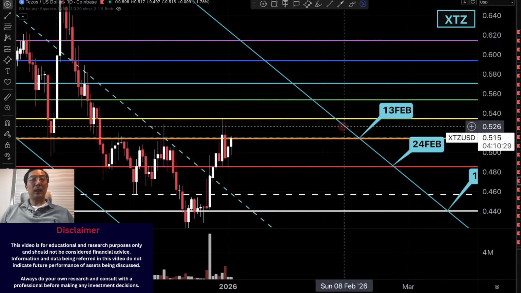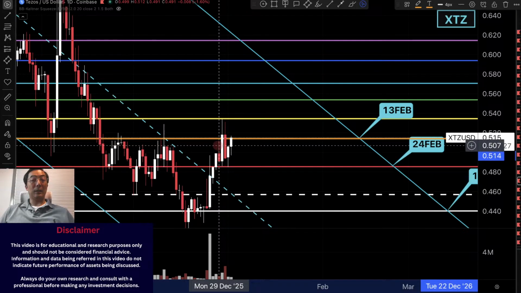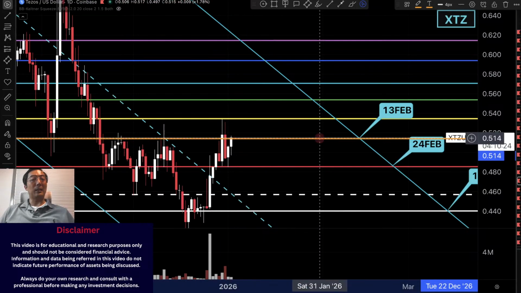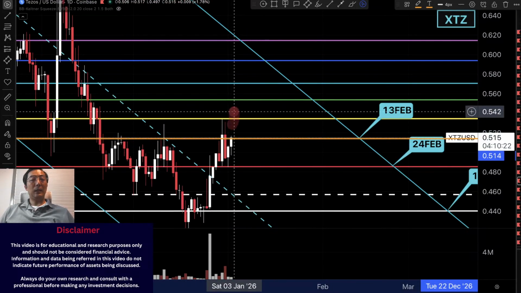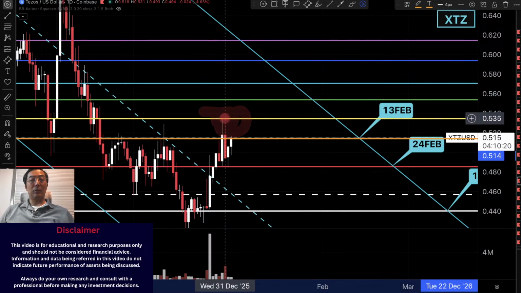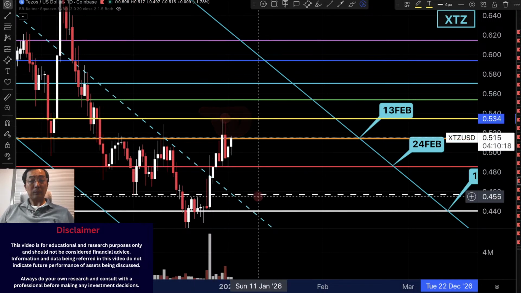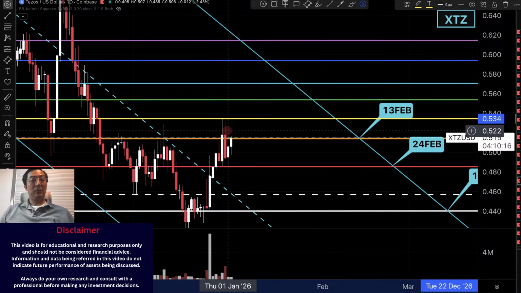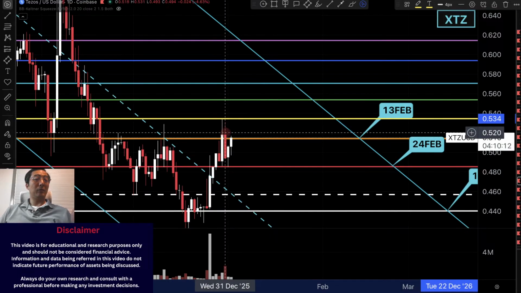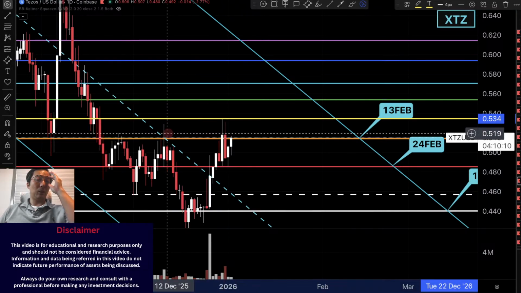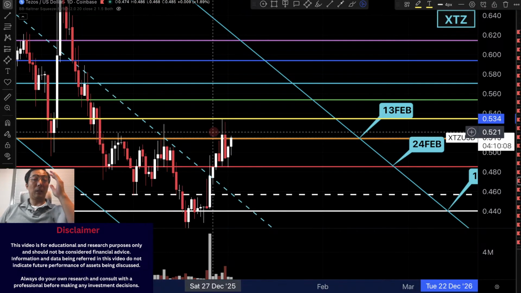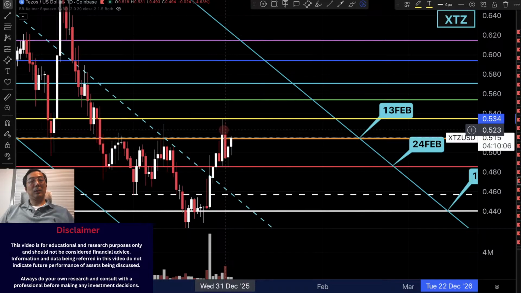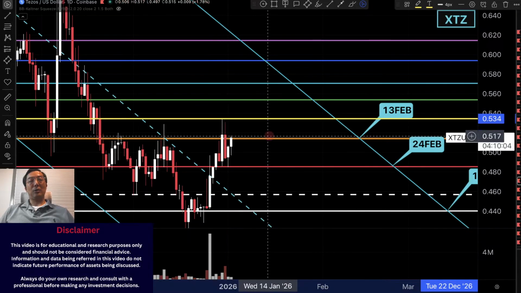If the price stays above the orange key level, successfully breaks above it and then stays above it. We clearly see rejection from the yellow key level of 53 cents 40 for the dates on 30th and 31st, after December 11th. So that's going to be a bigger challenge.